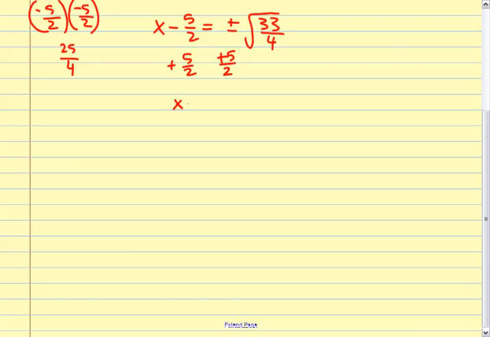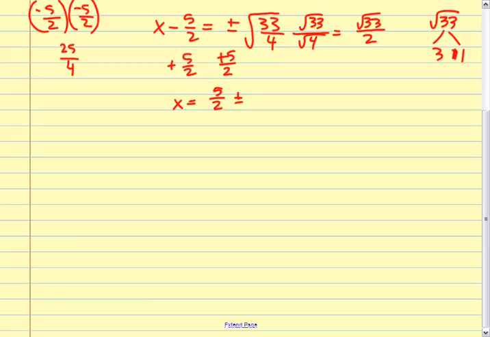And I'm going to get x is equal to 5 over 2 plus or minus, and you see I can simplify that root 33 over 4 to root 33 over root 4, which gives me root 33 over 2. I can look at root 33, but I think that's just 3 and 11, and that's not going to simplify. So I'm going to get plus or minus root 33 over 2.